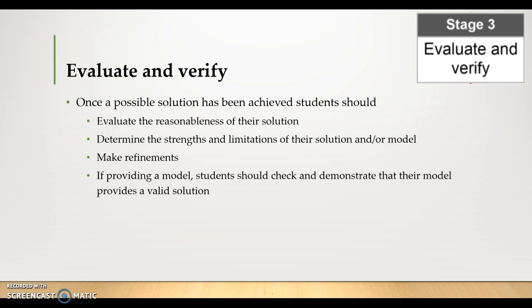If you are making a model, you should actually check and demonstrate that this model provides a valid solution. So your model might be an equation which describes how the height of high jumpers has increased over time. What you could possibly do is actually substitute values in for the current day and see that it generates a height which is reasonable in terms of the maximum height that these high jumpers could do. So again, what you're doing is you're demonstrating that your model actually works.